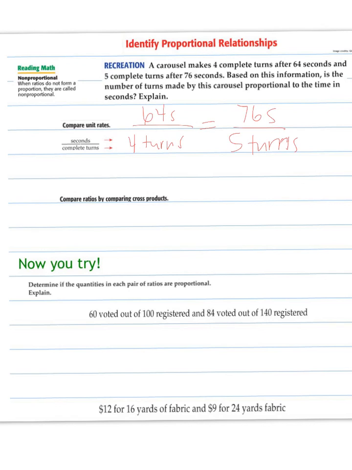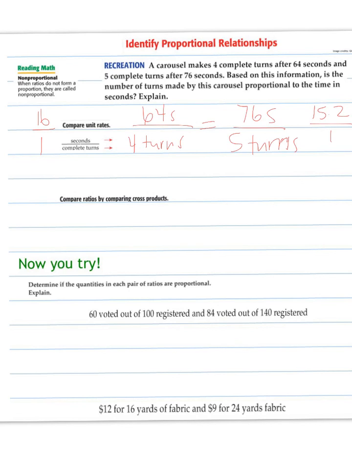Now, if we find the unit rates of these, on the 64 seconds for 4 turns, we would divide each of them by 4, which would be 16 over 1. On the other side, divide both of them by 5, and we get 15.2 over 1. Since the unit rates are not equivalent, that tells us that they are not proportional.